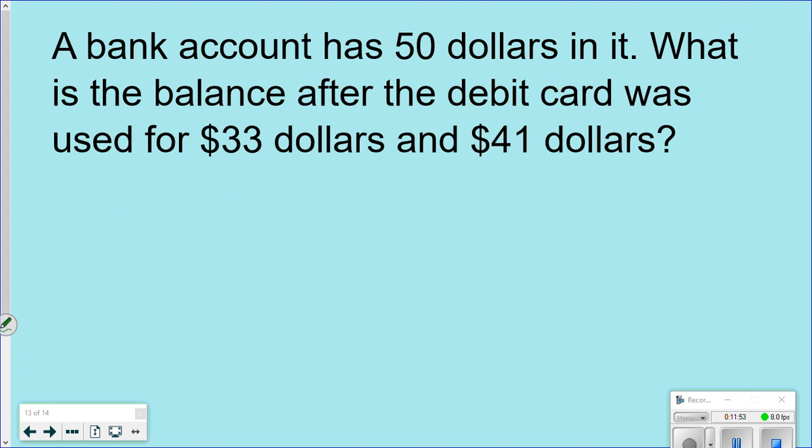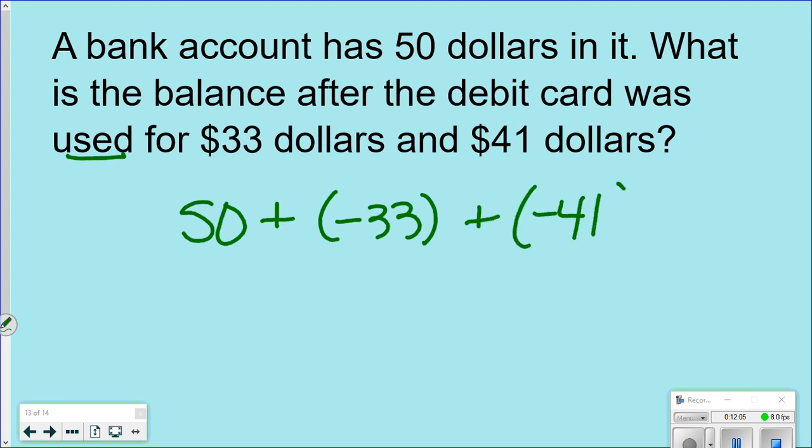And to do it, you would just do 50 plus a negative 33 because you used it, so that's a vocabulary or a keyword for negative. And then if it was used again for negative $41, you could really just technically make it into an addition problem and solve it that way. But honestly, if you had seen this problem somewhere, you would have taken 50, and you would have subtracted 33, and then you would have subtracted 41 again.